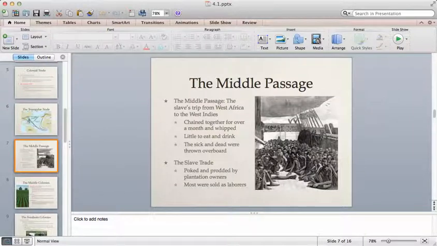Once they did reach the West Indies, like I said, they were poked and prodded by plantation owners and they were sold off. Oftentimes during the slave trade, families, if they had not been separated already, were sold to different owners and never were given the opportunity to see each other again.